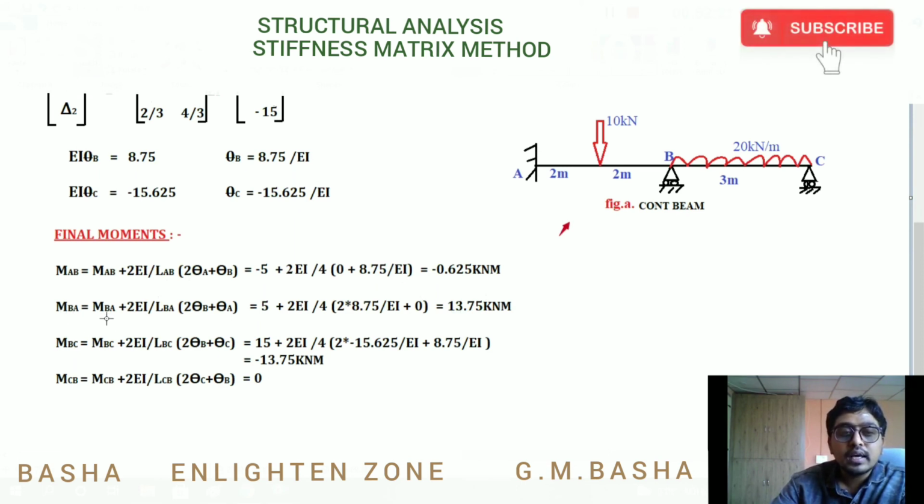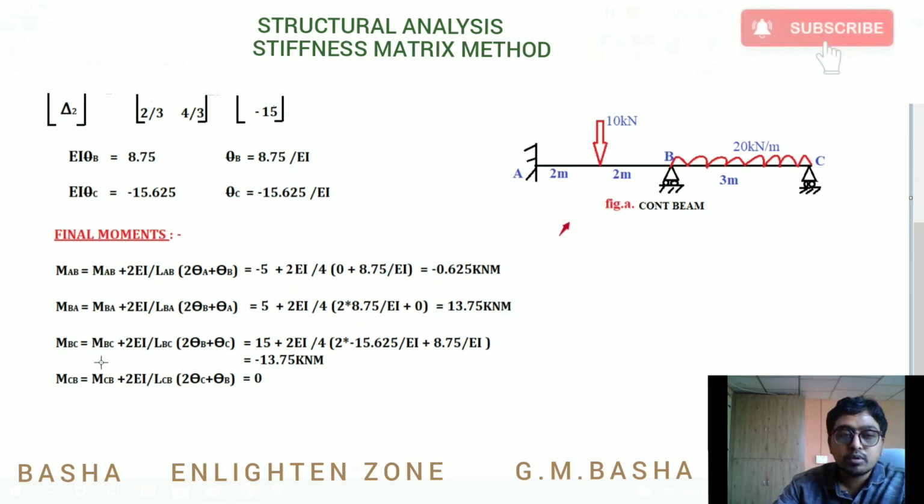MBA will be equal to M bar BA plus 2EI by LBA into 2 theta B plus theta A. That is our slope deflection equation for joint B. Then MBA will be equal to the fixed moment for BA, that is 5, plus 2EI by L, length of span BA equal to 4 meters, into 2 theta B, 2 into theta B value 8.75 by EI, plus theta A value. It is fixed, therefore the slope will be 0. Simplifying this directly in your calculators, you will get 13.75 kilonewton meter.